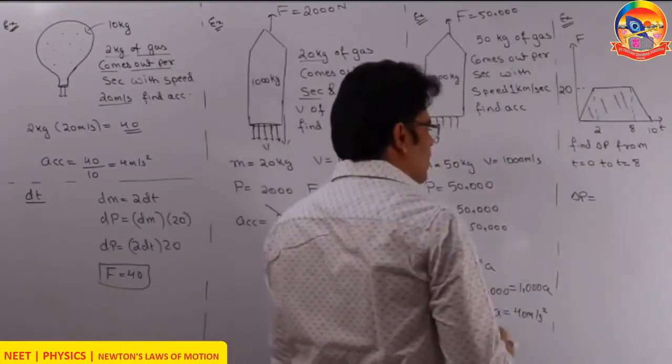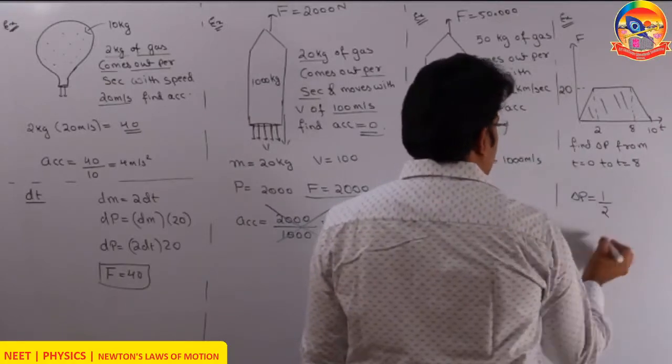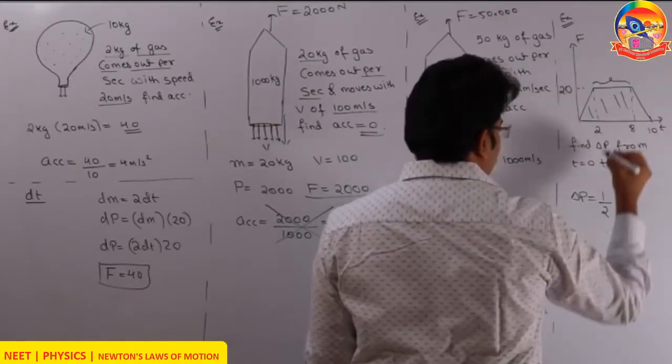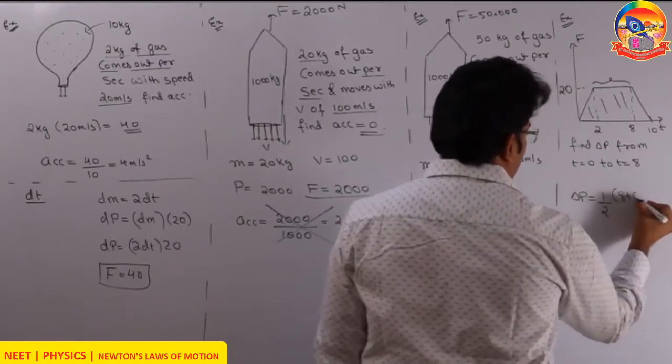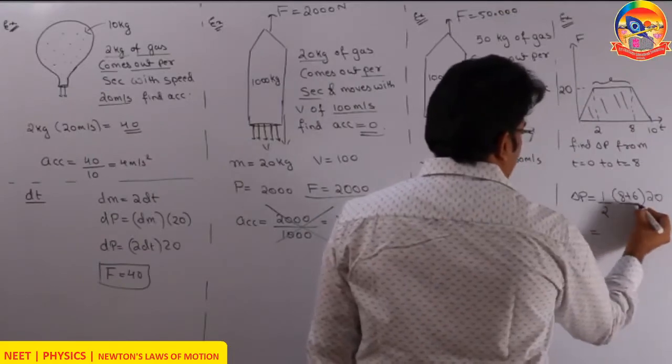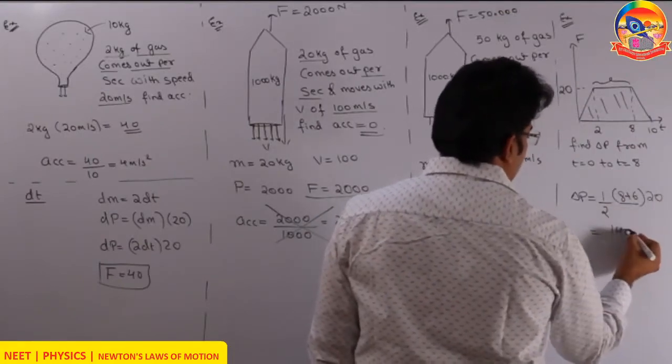And this much of area will be nothing but half into sum of parallel sides. This is 8 and this length will be 8 minus 2, that is 6, into the separation between them, that is 20. So here you get 14 into 10, that is 140.